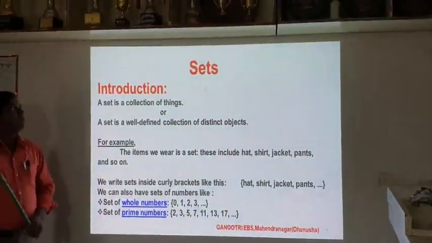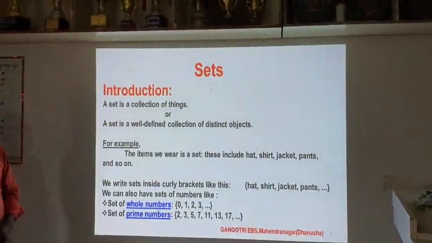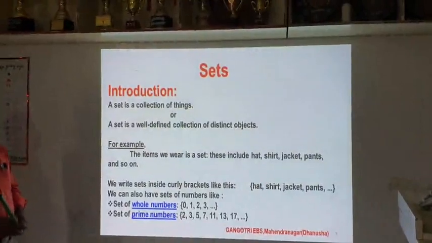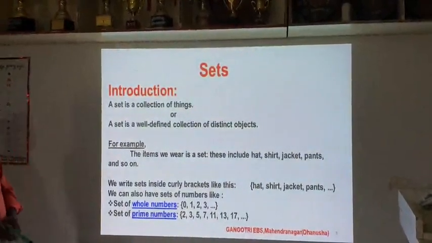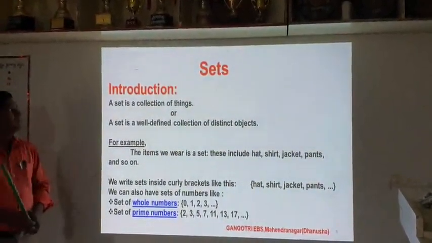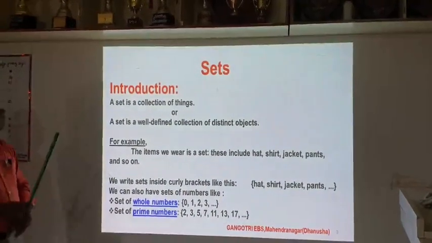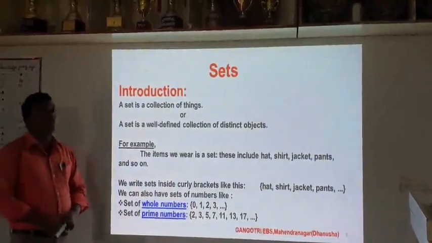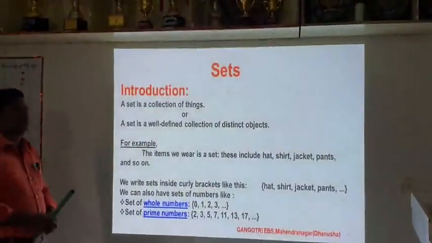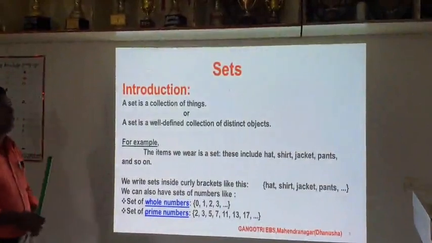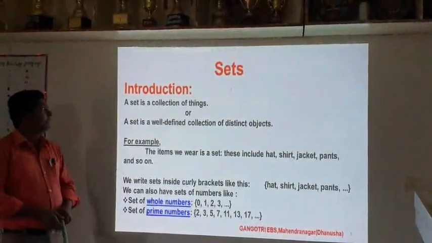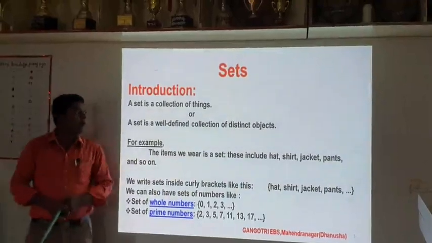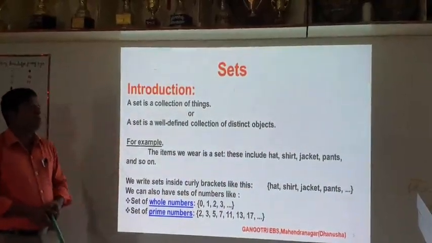First of all, we define set. What is a set? We see two definitions of set here. First of all, a set is a collection of things. It means we collect some things all together, then it is a set. Another definition is: a set is a well-defined collection of distinct objects.